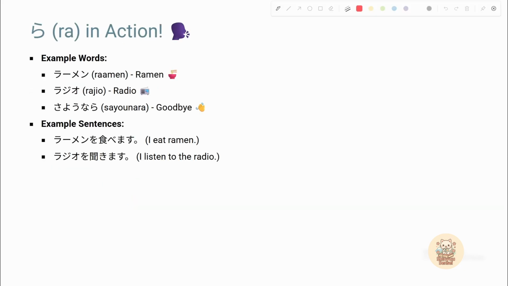Let's practice some words with Ra in it. Ramen, ramen, rajio, radio, sayounara, goodbye. Example sentences are ramen, ramen, tabemasu, eat. So ramen o tabemasu, I eat ramen. Rajio, radio, kikimasu, listen. So rajio o kikimasu, I listen to the radio.